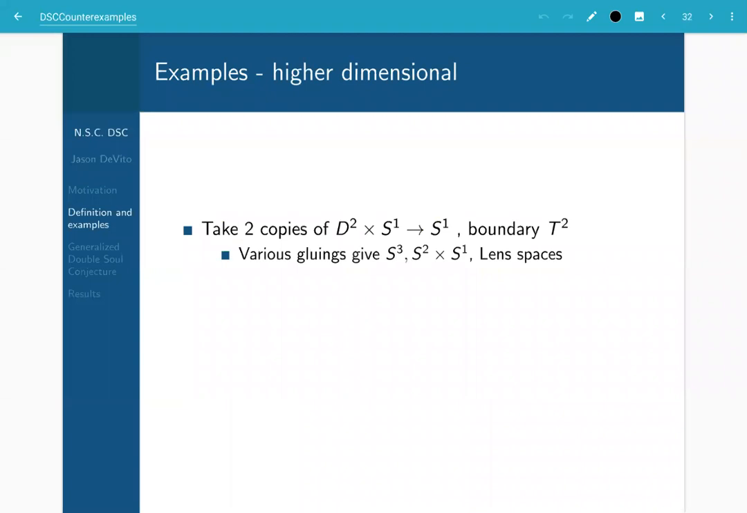Of course, S3 and lens spaces all admit positively curved, constant curvature metrics, but S2 cross S1 does not. On the other end of things, you can write one space in lots of ways as a double disk bundle.